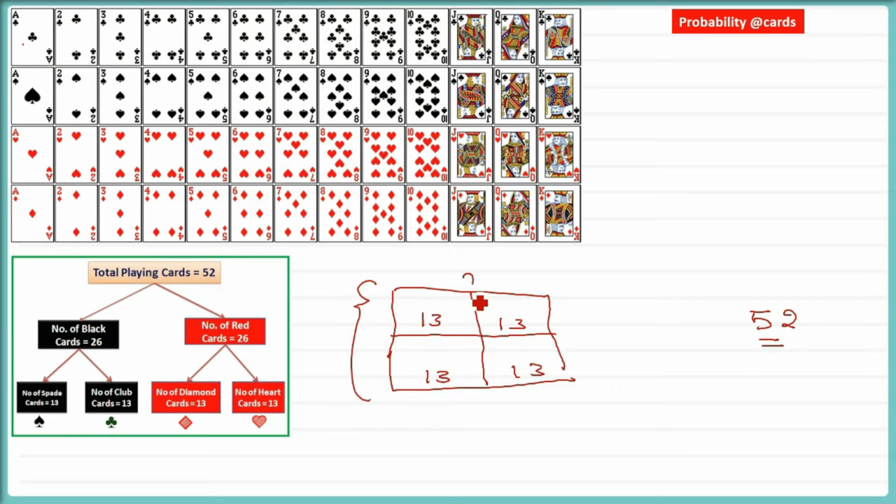From here to here, that is 13 and 13, 26 cards, they are black cards. Then the rest of the cards remaining, which are again 26 cards, 13 and 13, 2 suites, are red cards. So there will be 4 suites, 2 black, 2 red.